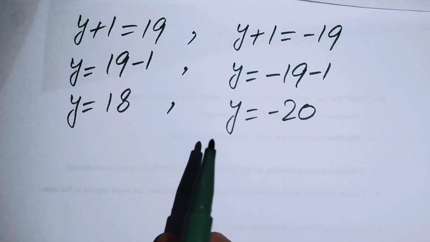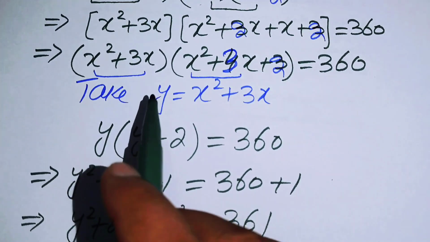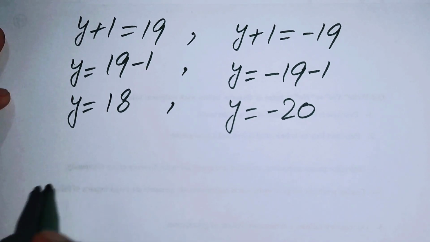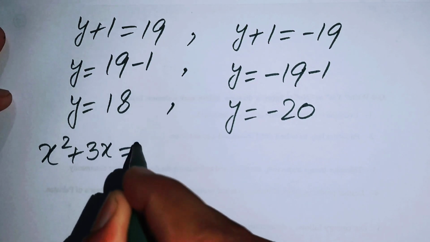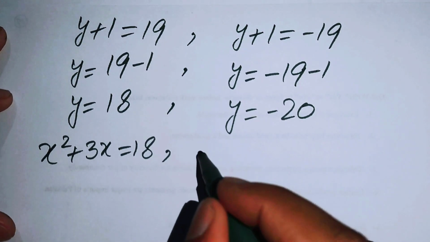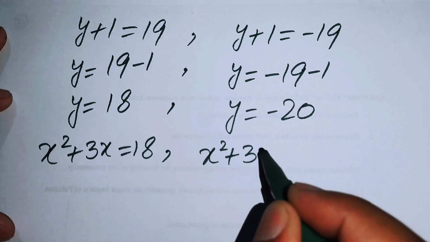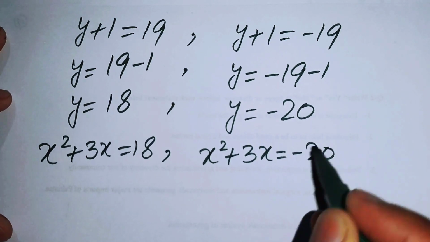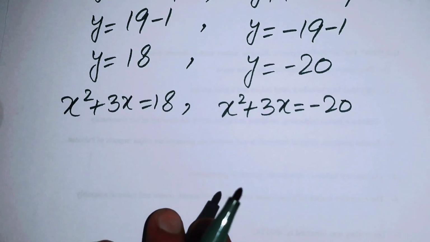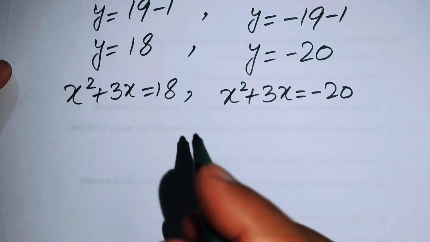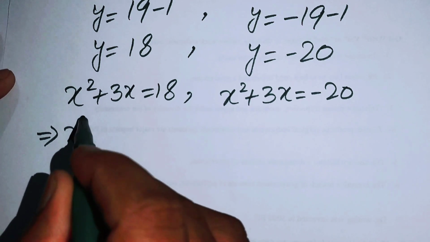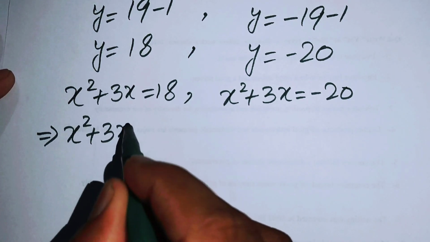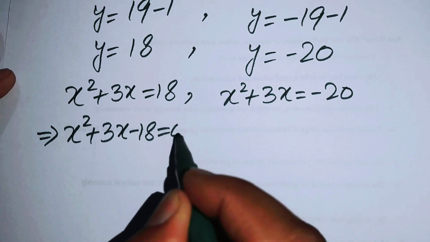Now we back substitute the value of y, and you know that at the start of the question we took y is equal to x square plus 3x, so we will take here x square plus 3x is equal to 18, and similarly here you get x square plus 3x is equal to minus 20. So here we can solve these two equations. First I can solve this case, and in this case we move 18 to the left hand side, and you get x square plus 3x minus 18 is equal to 0.